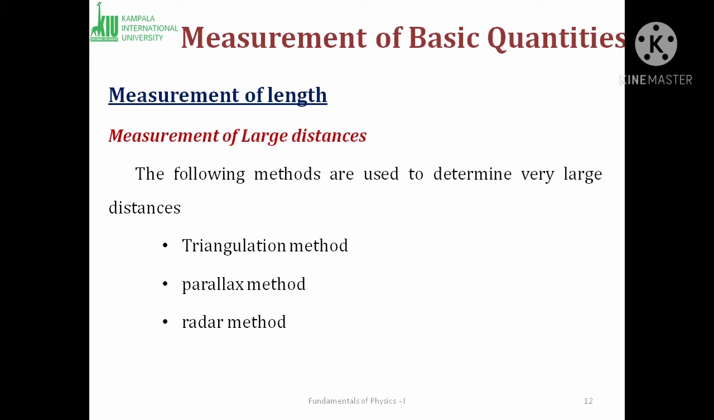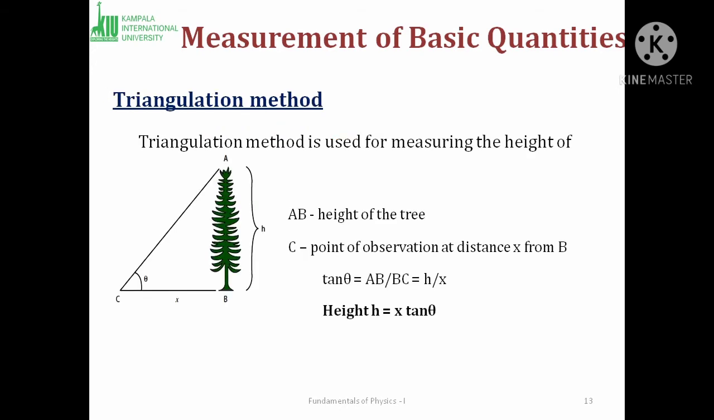Okay, there are three methods to determine the very large distance. They are triangulation method, parallax method and radar method. So for measuring the large distance such as height of the tree, distance of moon or other planet from the earth, we can use some special methods.